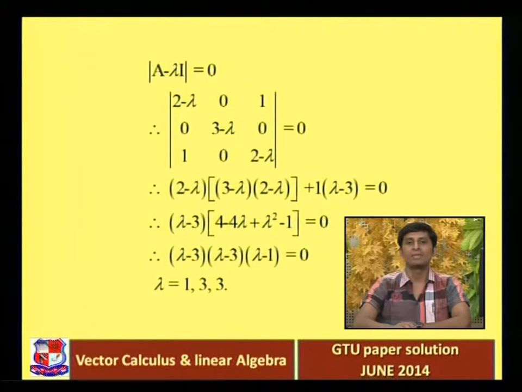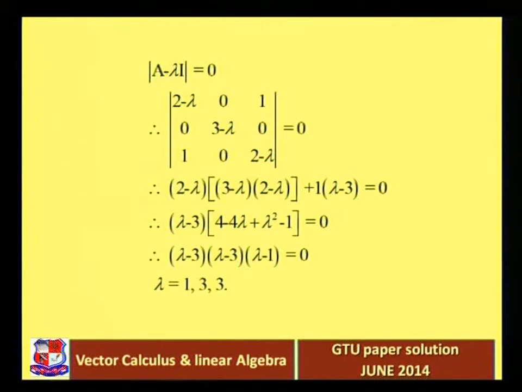So how many eigenvalues we have? 1 and 3, 3. So 1 occurs one time and 3 occurs 2 times. If you want to find the algebraic multiplicity of an eigenvalue, the algebraic multiplicity of 1 is 1 and the algebraic multiplicity of 3 is 2, because the algebraic multiplicity depends upon how many times our eigenvalue occurs. So 1 is an eigenvalue occurring only one time, so the algebraic multiplicity of 1 is 1, and 3 is an eigenvalue occurring 2 times, so the algebraic multiplicity of 3 is 2.